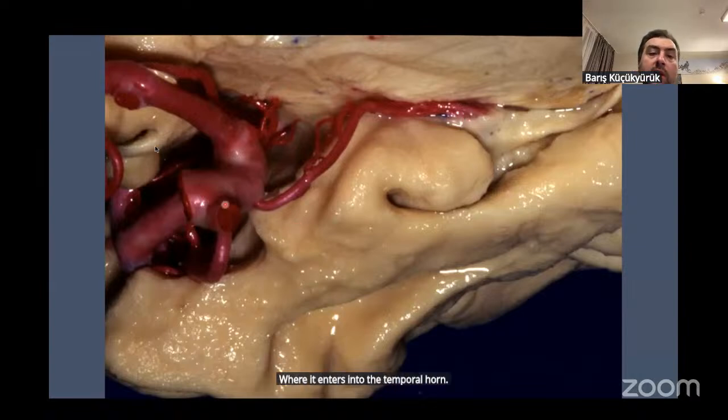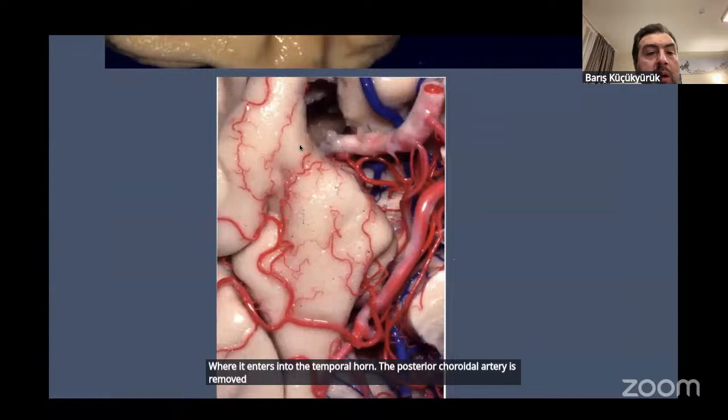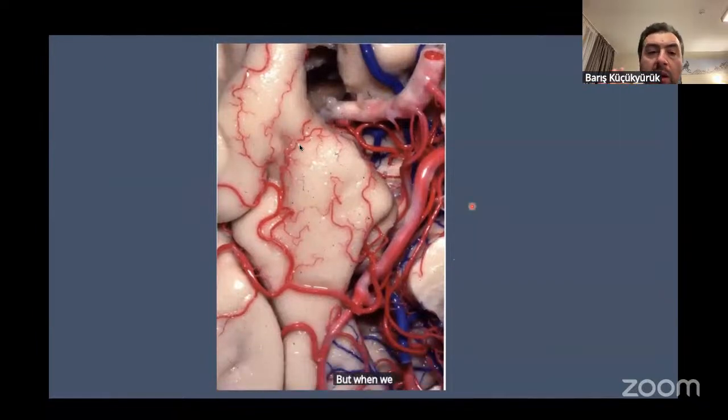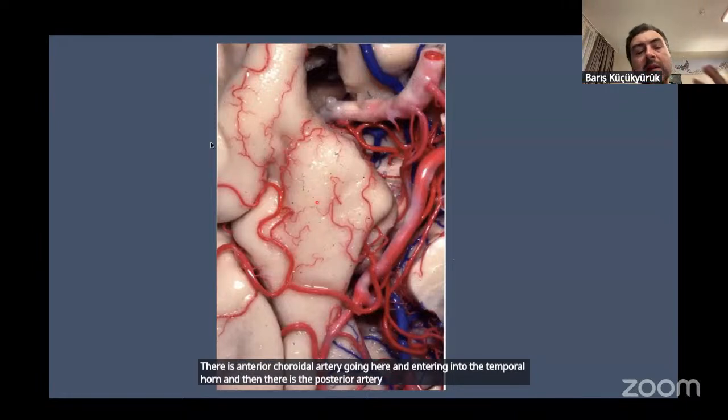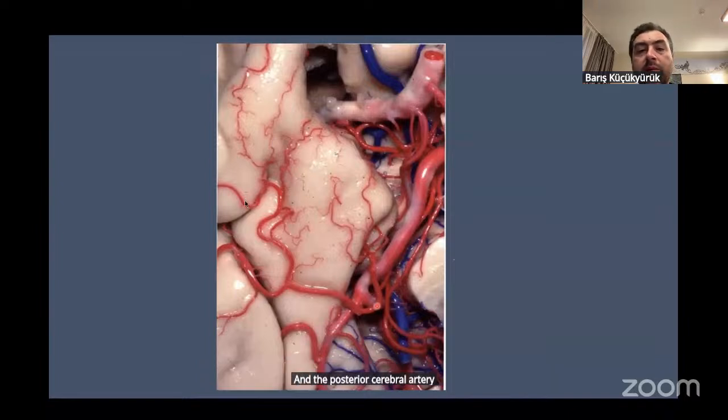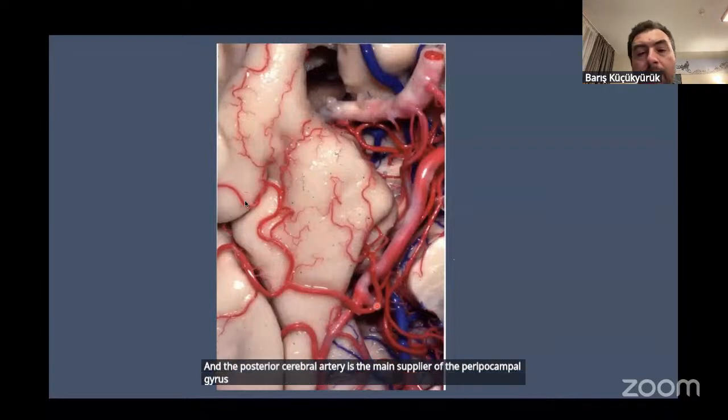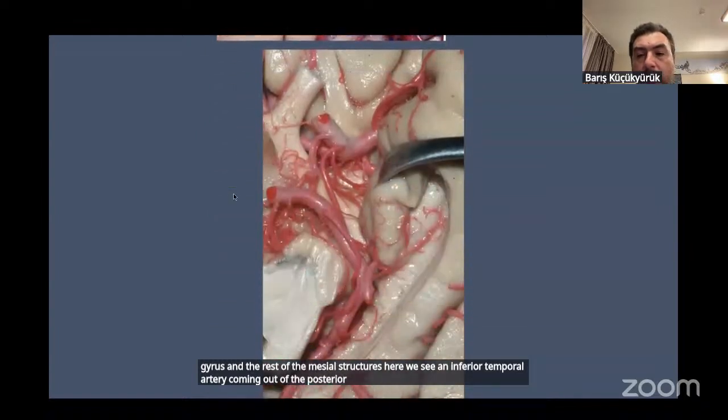The posterior choroidal artery is removed in this specimen, but when we see from the inferior view, there is the internal carotid artery, there is the anterior choroidal artery going here and entering the temporal horn, and then there is the posterior cerebral artery. I can basically say the anterior choroidal artery is the main supplier of the uncus, and the posterior cerebral artery is the main supplier of the parahippocampal gyrus and the rest of the mesial structures. Here we see an inferior temporal artery coming out of the posterior cerebral artery.